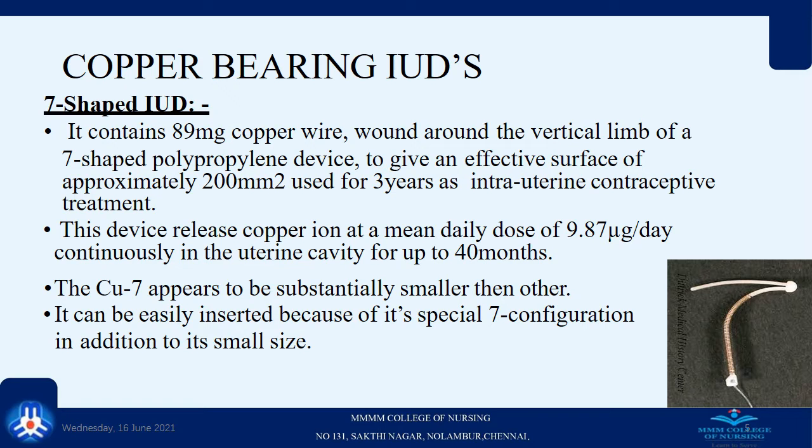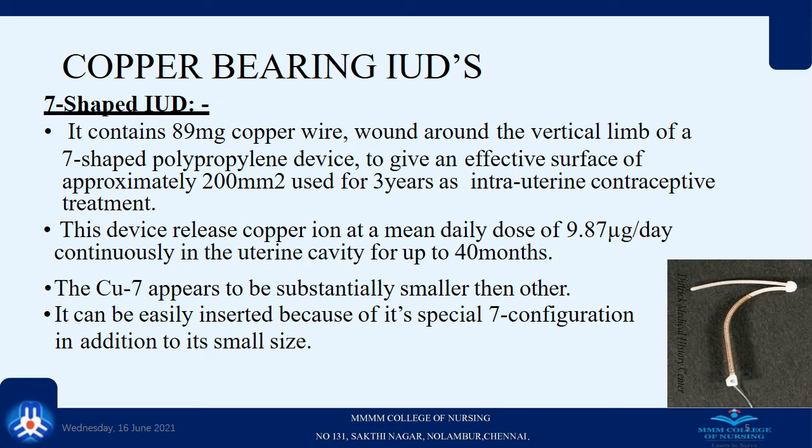The 7-shaped intrauterine device contains 89 milligram copper wire wound around the vertical limb of a 7-shaped polypropylene device to give an effective surface of approximately 200 millimeter square. It is used for 3 years as intrauterine copper contraceptive treatment. You can see the picture here. It is a 7-shaped device. It contains 89 milligram of copper wire wound around the vertical stem.